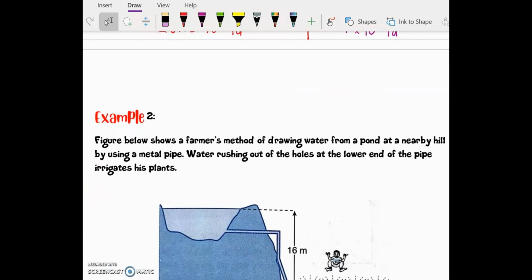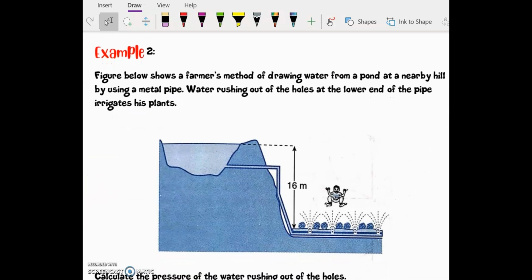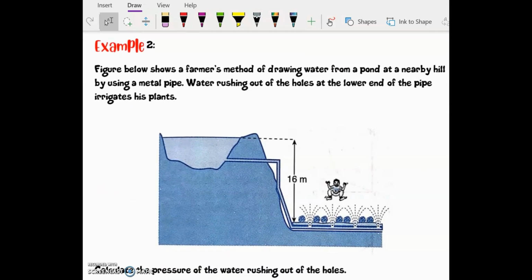Okay, let's take a look at example number 2. In this diagram, a farmer is trying to draw water from a pond on a nearby hill by using a metal pipe. You can see that water rushing out of the holes at the lower end of the pipe irrigates his plants. So the farmer is trying to water his plants using the water from the pond.